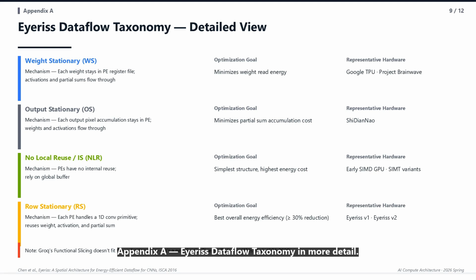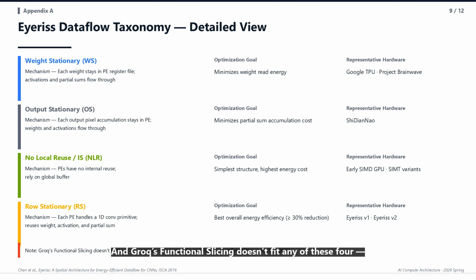Appendix A: Eyeriss Dataflow taxonomy in more detail. Weight stationary minimizes weight read energy. TPU is the representative. Output stationary minimizes accumulation cost. No local reuse is the simplest but most energy-hungry, closest to GPU SIMT. Row stationary is Eyeriss's own contribution, 3-dimensional reuse with the best energy efficiency.